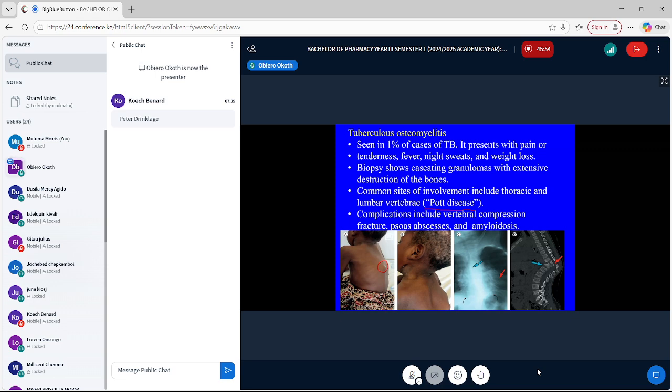Complications include vertebral compression. You can get fractures. You can get inflammation. You can see this one has completely been eaten up. What's giving this patient this kind of problem? This is Pott's disease, tuberculosis osteomyelitis.